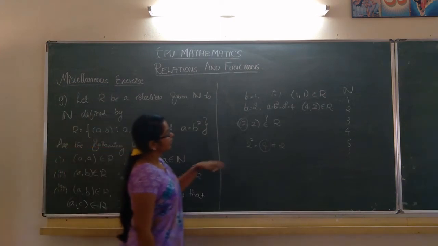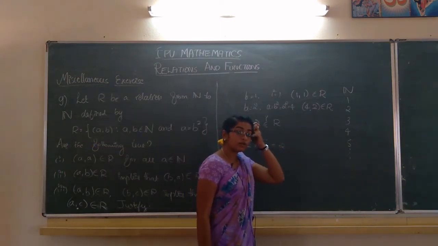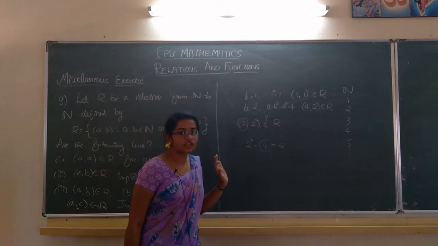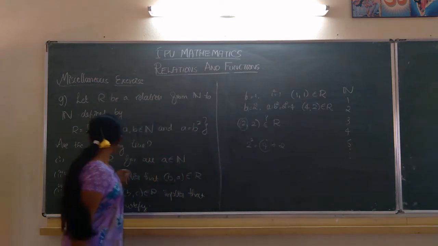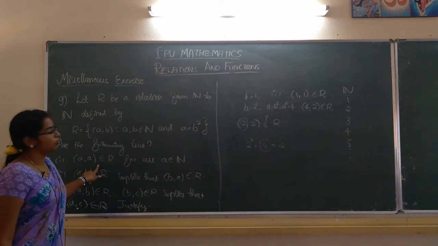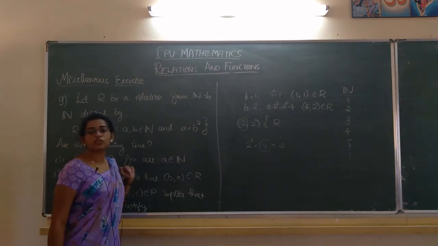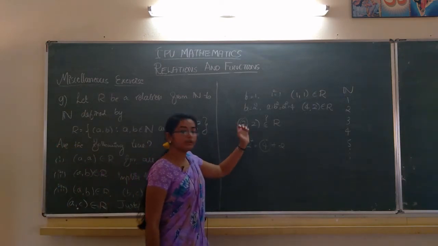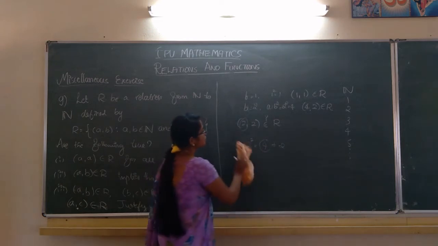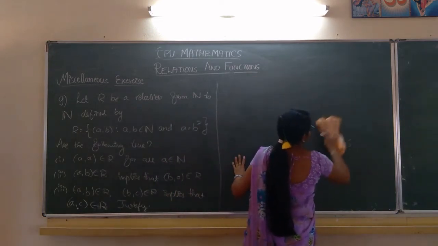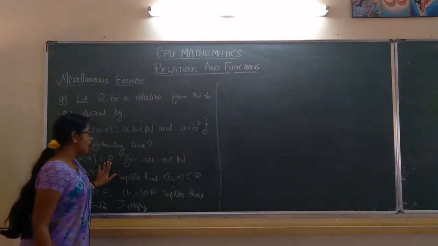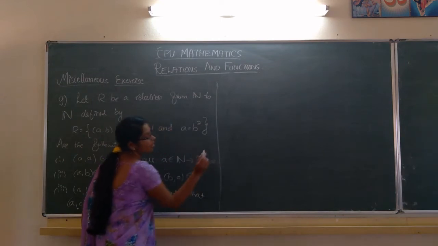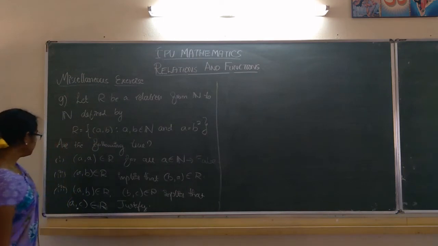Okay, we get that 2 comma 2 does not belong to the relation R, but 2 is a natural number, right? So, if I get such a contradiction, then I can say that this statement is not true in general. They have given for all A belongs to N, this should be true. Is it true? No, because 2 is a natural number, but 2 comma 2 does not belong to the relation defined like this. So, the first statement, that is A comma A belongs to R for all A belongs to N, is not true, it is false.